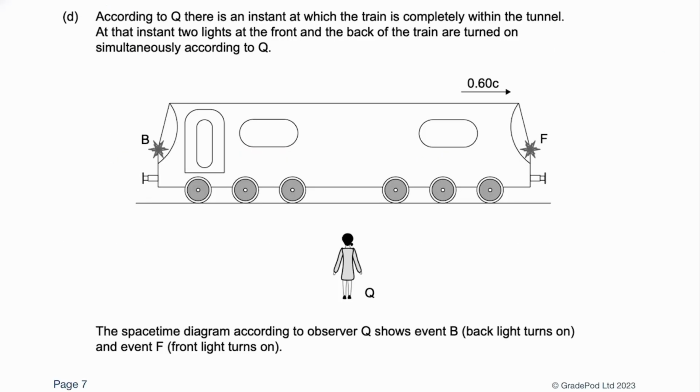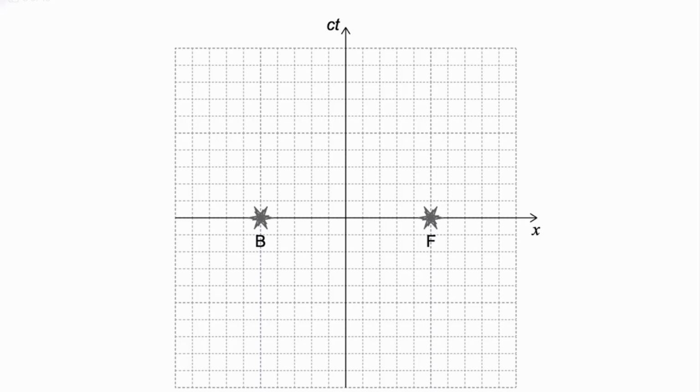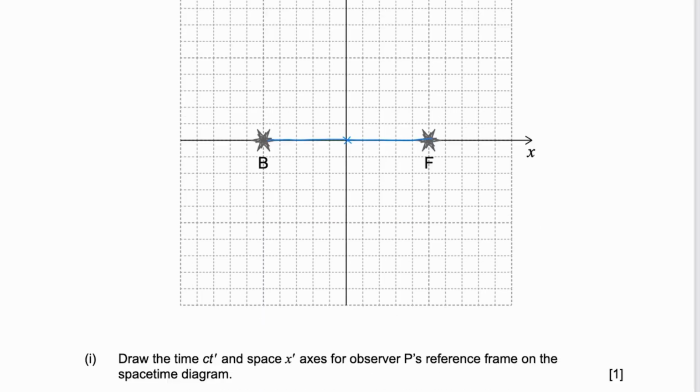D. According to Q, and Q is the person watching, there is an instant at which the train is completely within the tunnel. At that instant, 2 lights at the front and back of the train are turned on simultaneously according to Q. The spacetime diagram, according to observer Q, shows event B with the back lights turned on, and event F, the front lights turned on. So this is observer Q's spacetime diagram, and we can see that if we look to where they cross the CT axis, then those 2 events are simultaneous according to observer Q.